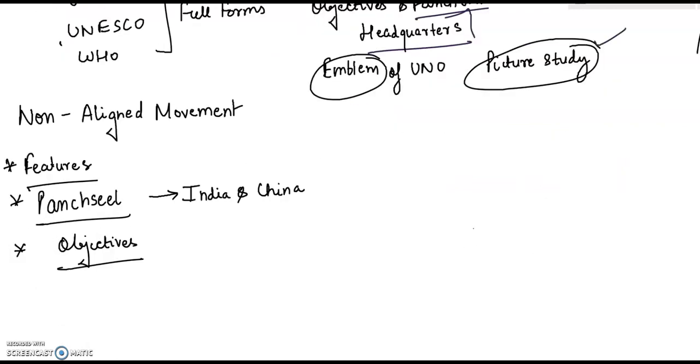The last chapter is the non-aligned movement. Again, a lot of syllabus has been reduced in this part. You'll have to study the features. Then Panchsheel, which is the relation between India and China. In 1945, India and China signed an agreement containing 5 principles of peaceful coexistence. These principles, collectively known as Panchsheel, became guidelines for the non-aligned movement. And make sure to study the principles. Last is objectives.